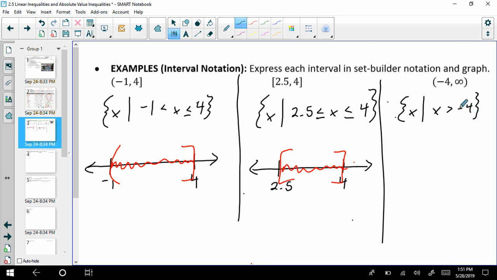Do I want the equal to bar? You should say no, because we have a parenthesis. So we'll have our -4. I want everything greater, so I'm going to shade to the right with the parenthesis.